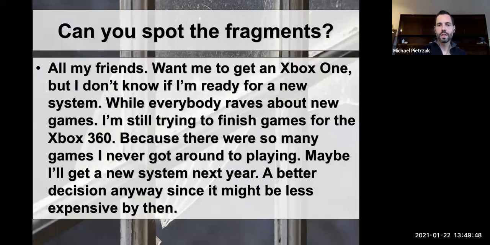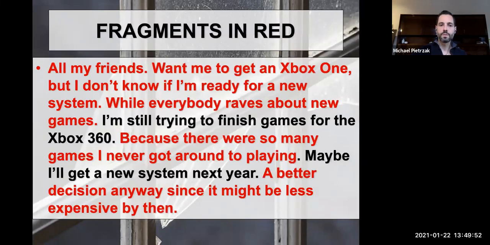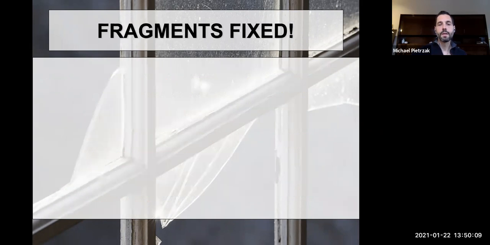You're starting with "want me to get." Well, who does? So let's identify those fragments. Basically, it's almost everything. The only two complete sentences in that passage were, "I'm still trying to finish games for the Xbox 360." Yeah, proper sentence. Or "maybe I'll get a new system next year." That is a proper assertion. It's a proper sentence.